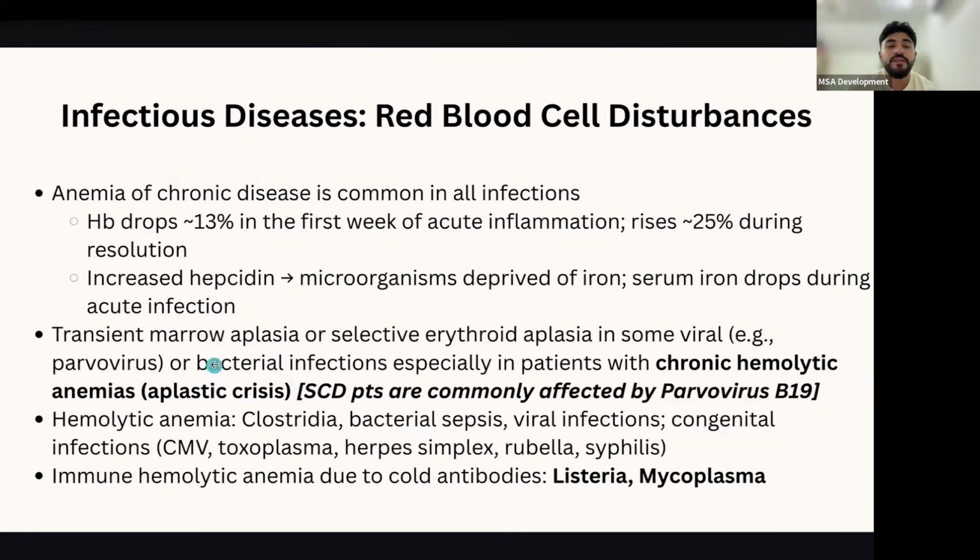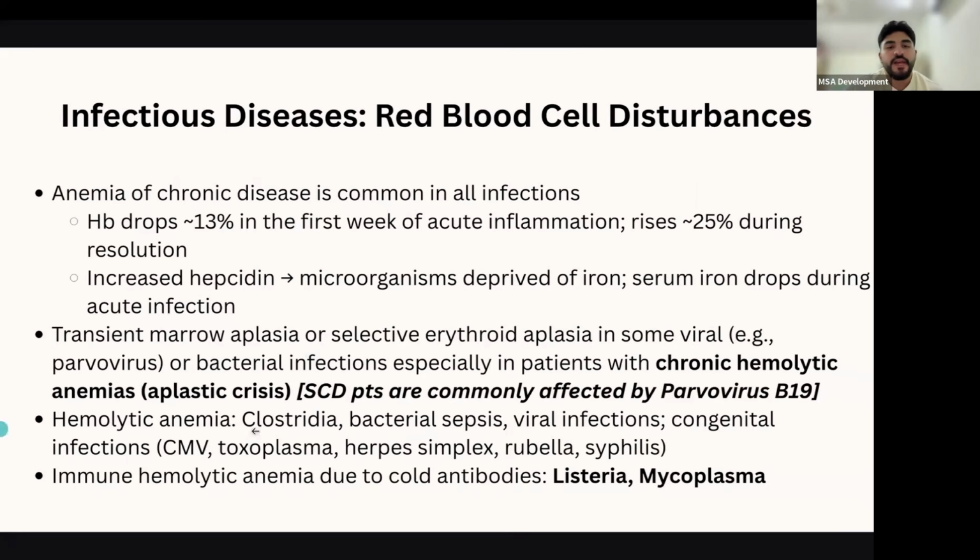Something else is that you could have transient marrow aplasia or selective erythroid aplasia in some viral diseases, okay? Or it could be bacterial. Now, something I've seen a lot in USMLE and in questions is that patients who have sickle cell disease are very prone to being infected by parvovirus B19. And they will develop something we call an aplastic crisis, where they have this chronic hemolytic anemia and they reach an aplastic crisis. It's like they're out of red blood cells dramatically.